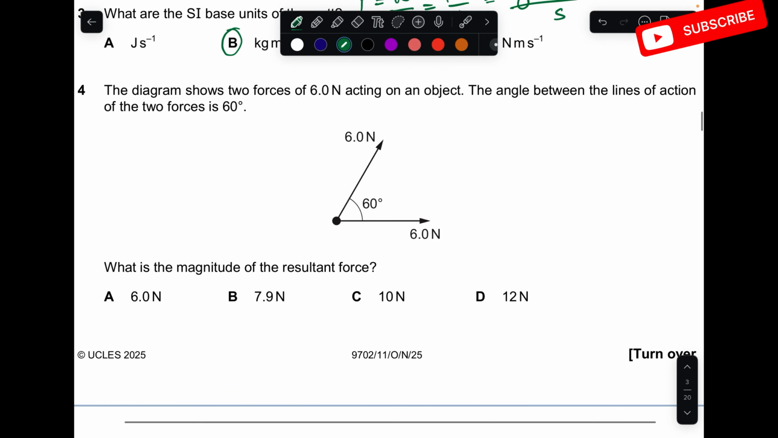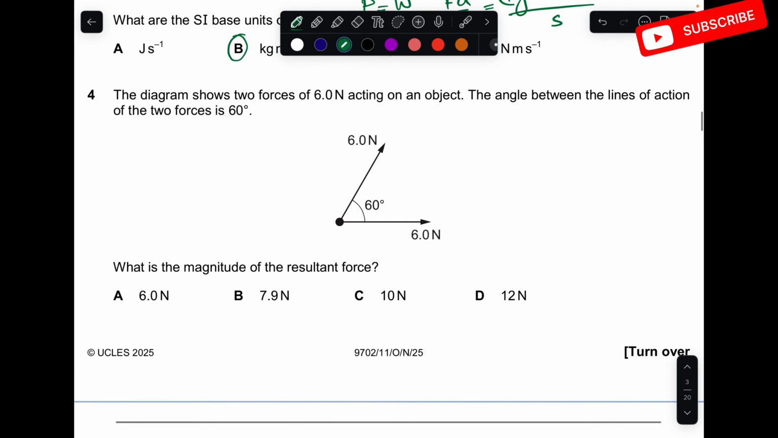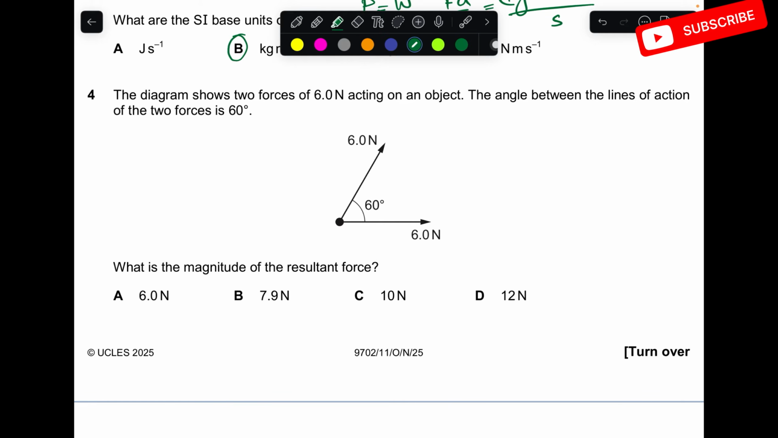Question 3. The diagram shows two forces of 6 Newton acting on an object. The angle between the lines of the forces is 60. What is the magnitude of the resultant force? Okay, so what I can do is make it into perpendicular forces. How? I'm going to resolve this one. If you see, if I resolve this force into components, this is 60 degree.